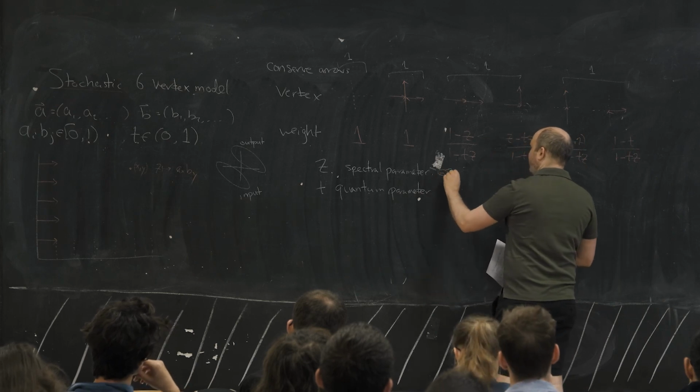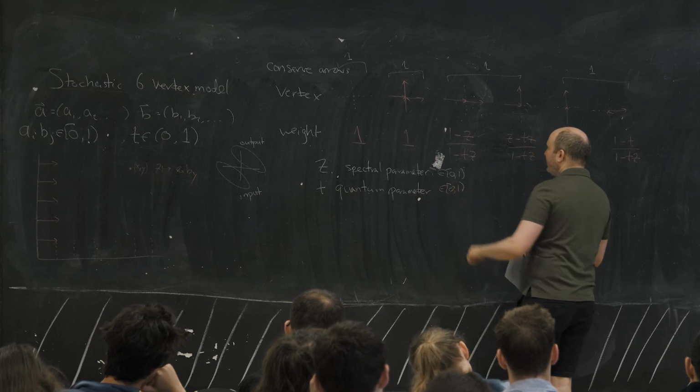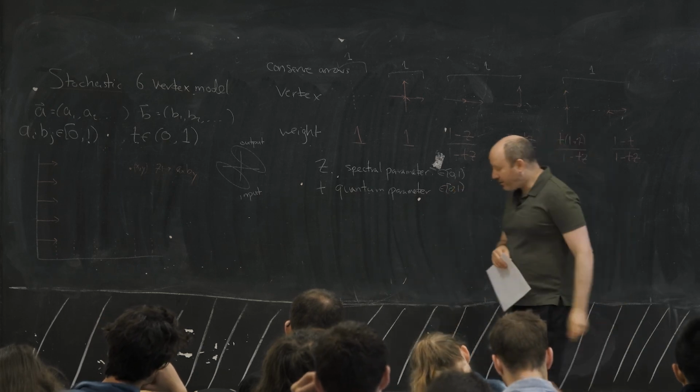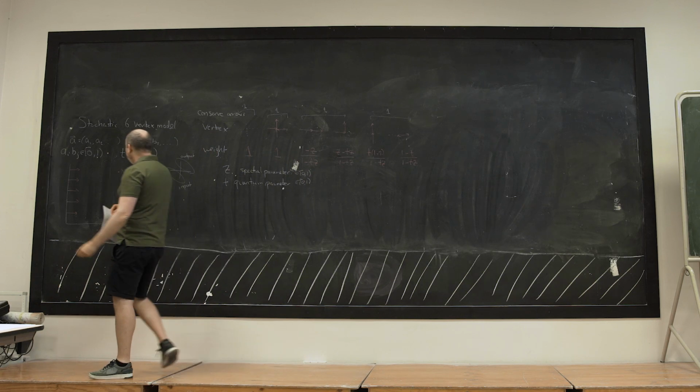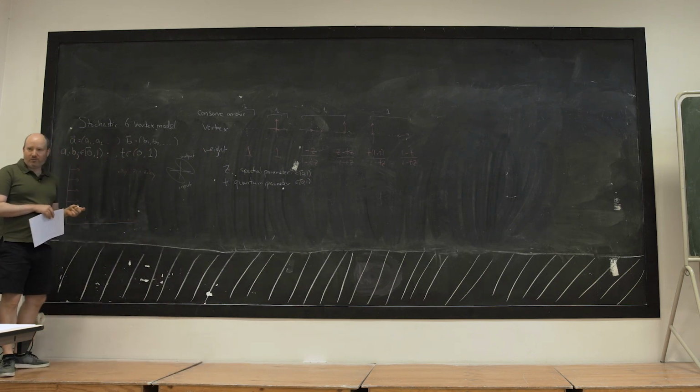So for instance, if z is between 0 and 1, and if t is in between 0 and 1, I think this, well, okay, you can check. But you need to assume positivity. So now how do we use these weights to define a probability measure?